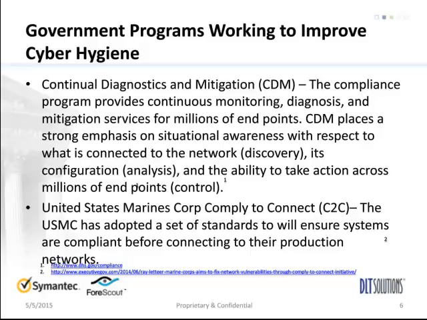So there are 2 real key programs in the government now that are working to improve cyber hygiene and compliance automation. The first is the Continual Diagnostics and Mitigation Program, or CDM. And really what that is a 3-phase effort over the next several years to bring about with federal, state, and local agencies to identify what's on my network, how do I control what's on my network, how do I maintain a consistent security baseline on that network, and how do I ensure that as I bring new things on the network, I mitigate my risk up front.